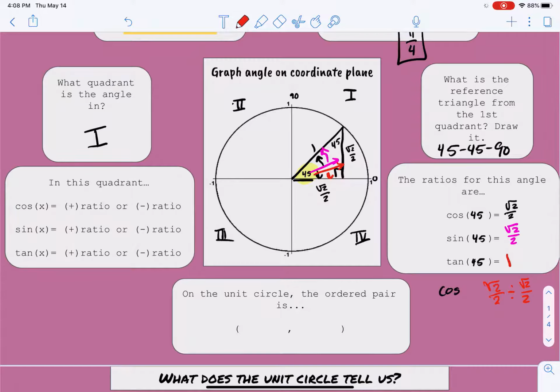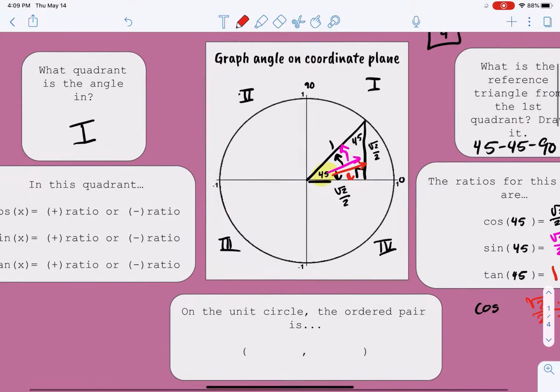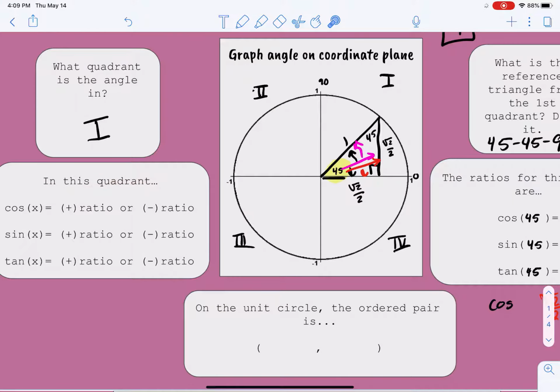Okay, things you need to pay attention to. What values are positive? What values are negative? That's what it's talking about over here in this portion. So in this quadrant, cosine's going to be positive, right? We just determined one of those was positive. So cosine is positive in our quadrant 1. Sine is also positive in quadrant 1, and so is tangent because x and y are both positive in quadrant 1.